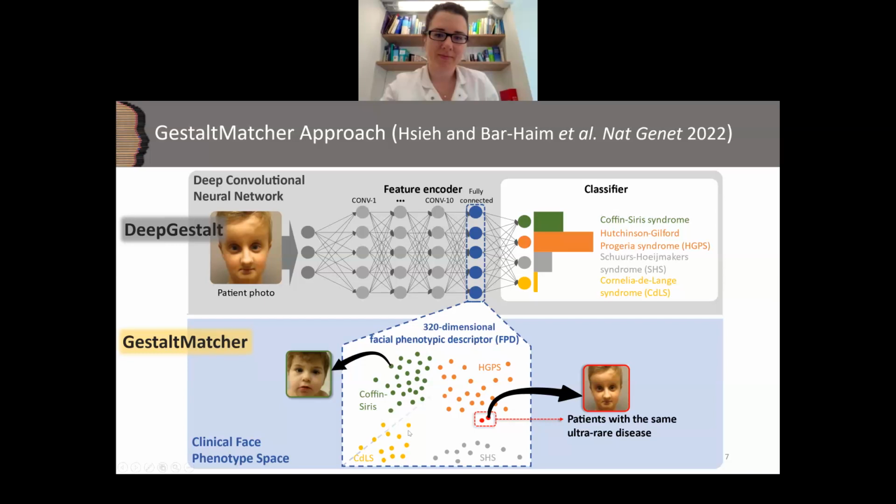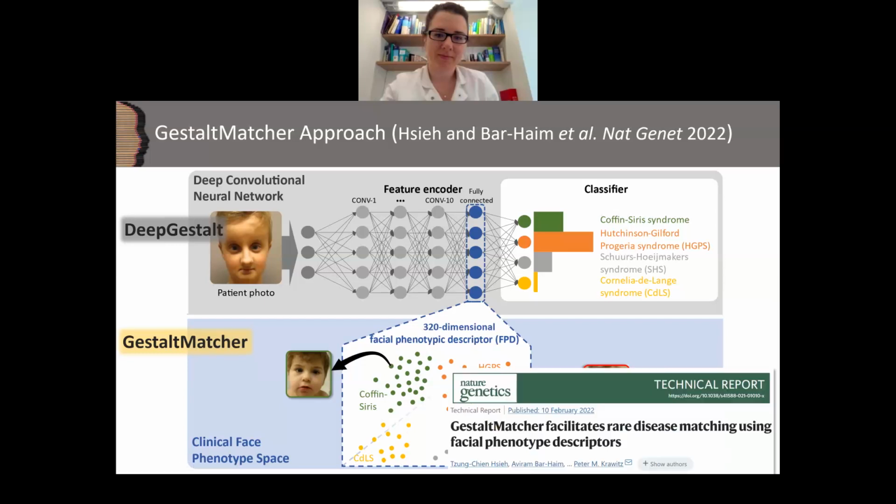And this kind of extension, we call it Gestalt measure. So instead of only classifying the patients in the classifier, we try to use this kind of feature vector to span another space and do more downstream analysis. This is the key difference between these two different approaches.